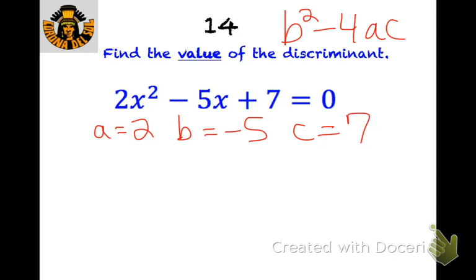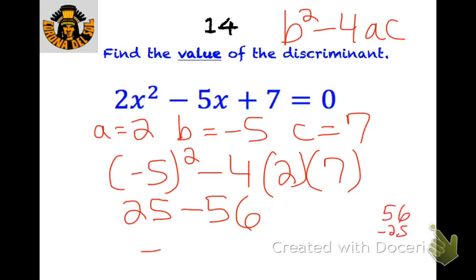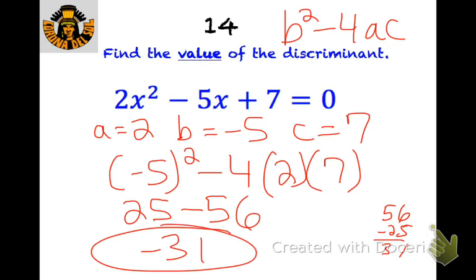So b squared minus 4ac, so that means it's going to be negative 5 squared minus 4 times the a, which is 2, and then times the c, which is 7. And we just multiply that out. So 25 minus 50, what's that? 8 times 7, so 56. So 25 minus 56 is negative something. So negative, what, 56 minus 25, 31. So this would be minus 31 as the discriminant. So in other problems, it has us figure out what kind of solutions. This one would be 2 real solutions, but that isn't part of this question. I'm sorry, 2 imaginary solutions.